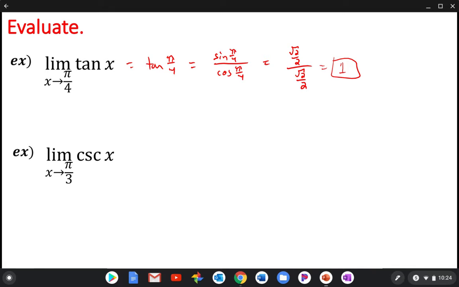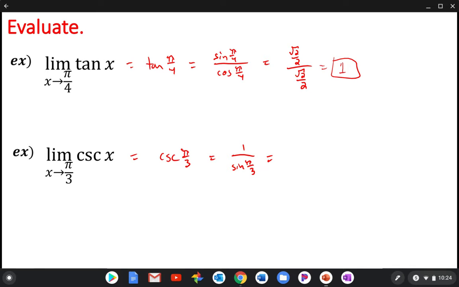And so the next one is cosecant. We wanted the limit of the cosecant of x as x goes to pi over 3. So it's going to be the cosecant of pi over 3. You probably don't know cosecant values off the top of your head, but remember cosecant is 1 over sine. So this is equivalent to 1 over the sine of pi over 3. At that point, you need to think about, what's the sine of pi over 3?